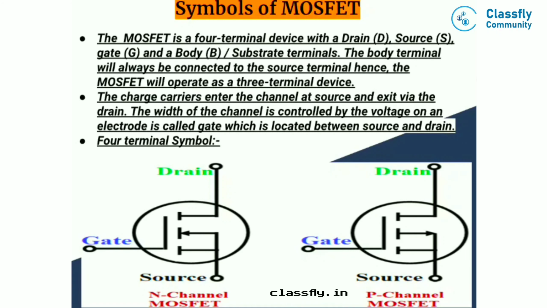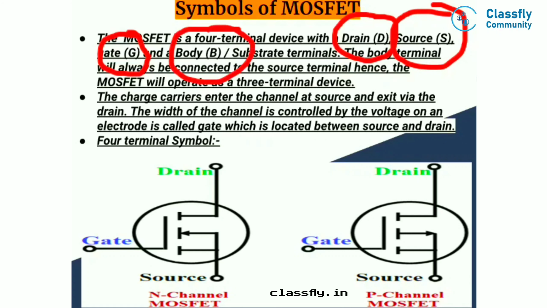So let's begin. It says that the MOSFET is a 4 terminal device. For so many days we were doing so many things, so how did it become a 4 terminal device, right? As you can see, it is a 4 terminal device. There will be a drain, a source, a gate and a body, or you can say a substrate terminal.